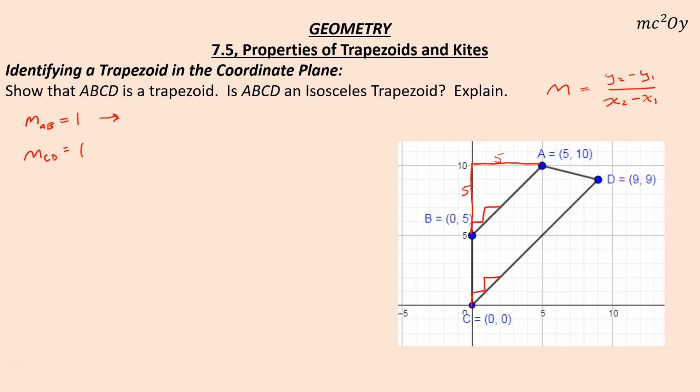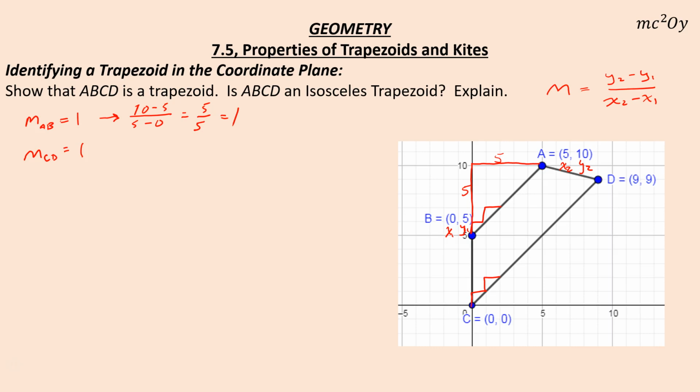If you went that route to actually show this, I'll just do it for, say, AB here. I'd have x1, y1, and x2, y2. So I'd have 5 minus 0 as my denominator, and then 10 minus 5 as my numerator. So I'd end up with 5 over 5, which we know is 1. But if you already have a graph, then it's not worth doing that.